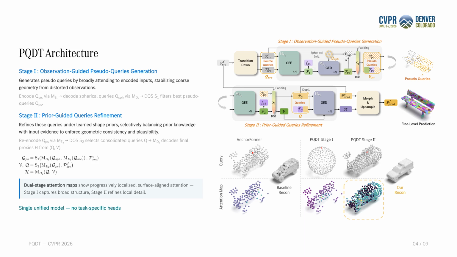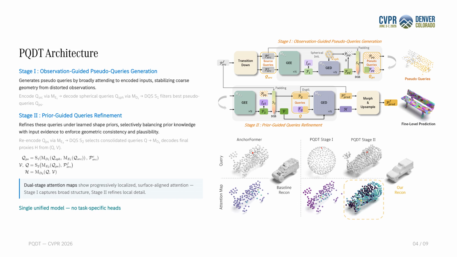Here is the PQDT architecture. We reformulate restoration as two cooperative stages. In Stage 1, observation-guided pseudo-query generation, we encode the source features QSRC through our geometric embedding encoder ME1, then decode spherical queries QSPH through our decoder MD1. A dynamic query selection module S1 filters the best pseudo-query candidates QPS.